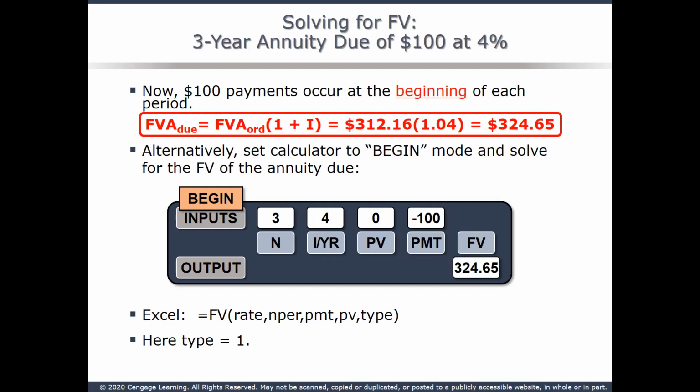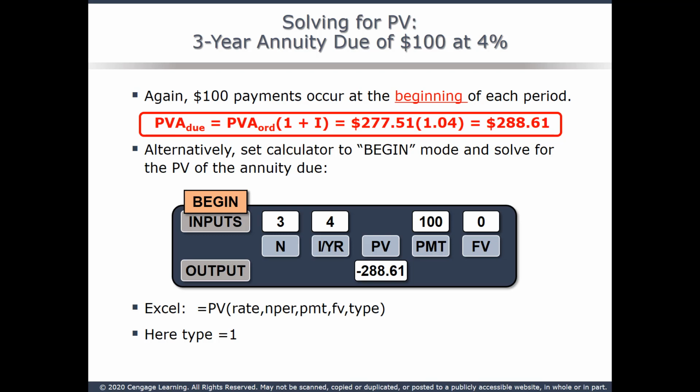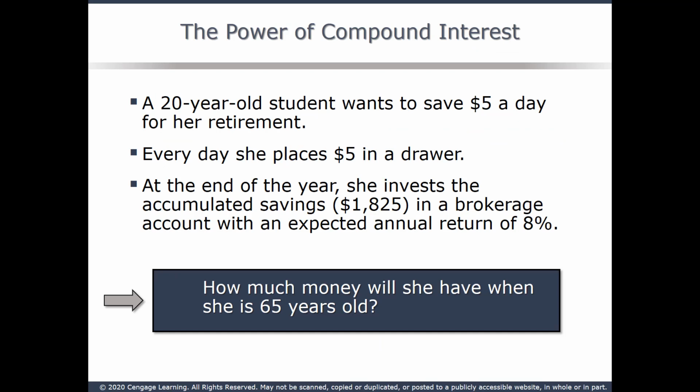On the next 2 slides, we'll look at the same 2 examples we just covered for ordinary annuities, but analyze them as annuities due. First, look at the equation and solution in the red box. We're using the fact that an annuity due is equal to an ordinary annuity times 1 plus the discount rate. Below, you can see where we change the calculator setting to begin. Note that in Excel, the type is set to 1 to indicate an annuity due. Solving for the present value of an annuity due is handled in the same manner. Either the ordinary annuity times 1 plus the discount rate, or set the calculator to begin and set the type to 1.